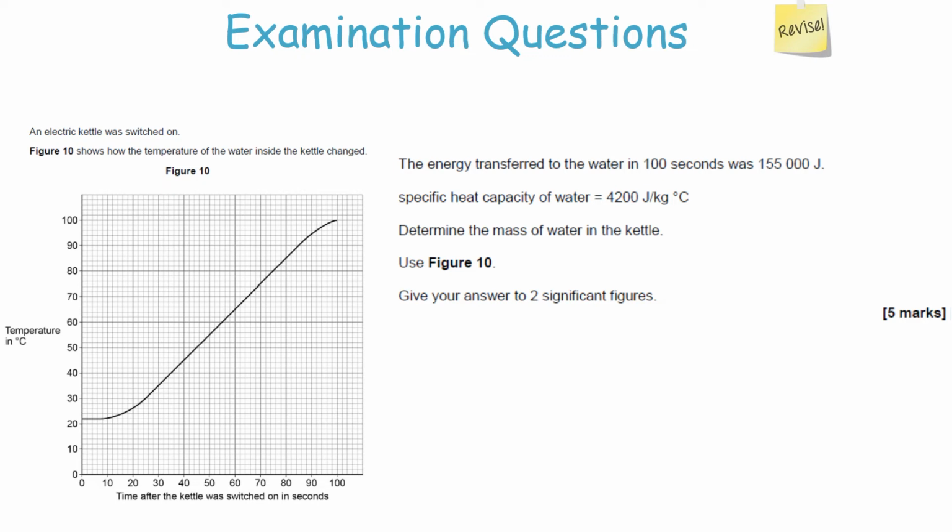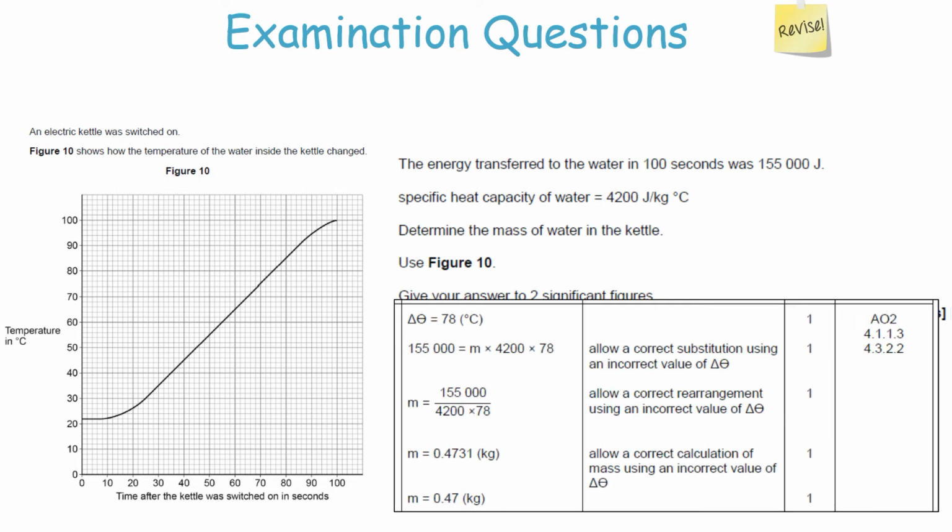What we can then do is pop our numbers into our equation. E equals m times by C times by the change in temperature, so it's 155,000 equals mass times by 4,200 times by 78. Once again, just substitute the values into the equation first, then rearrange and make mass the subject, and then work out your answer. So you should get an answer of 0.4731 kilograms, but the question says give your answer to two significant figures. So you say 0 doesn't count because it's not the first non-zero number, so it's 0.47, and there's your two significant figures. The next value is a 3, so it doesn't round up, so it's 0.47 kilograms.